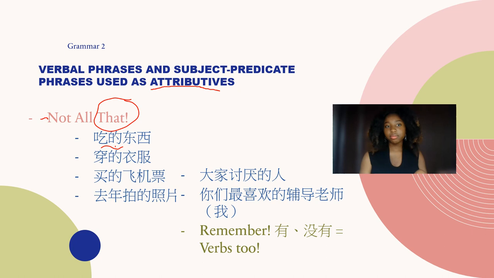And remember that 有 and 没有 are also verbs, and you can use them to put it in front. So as we said, verbal phrases, 有 and 没有. It's like 有钱的人, a person that has money. So let's continue on and see what we can do with that.